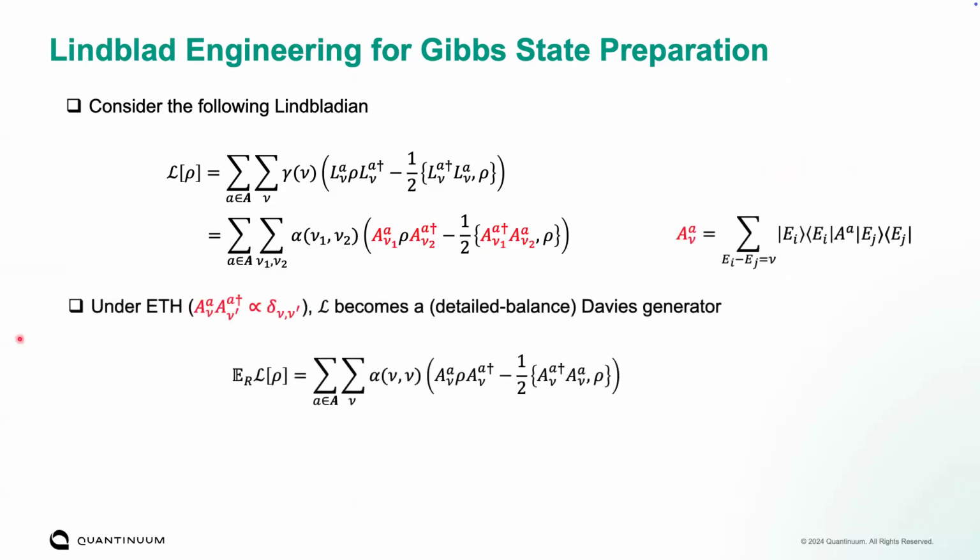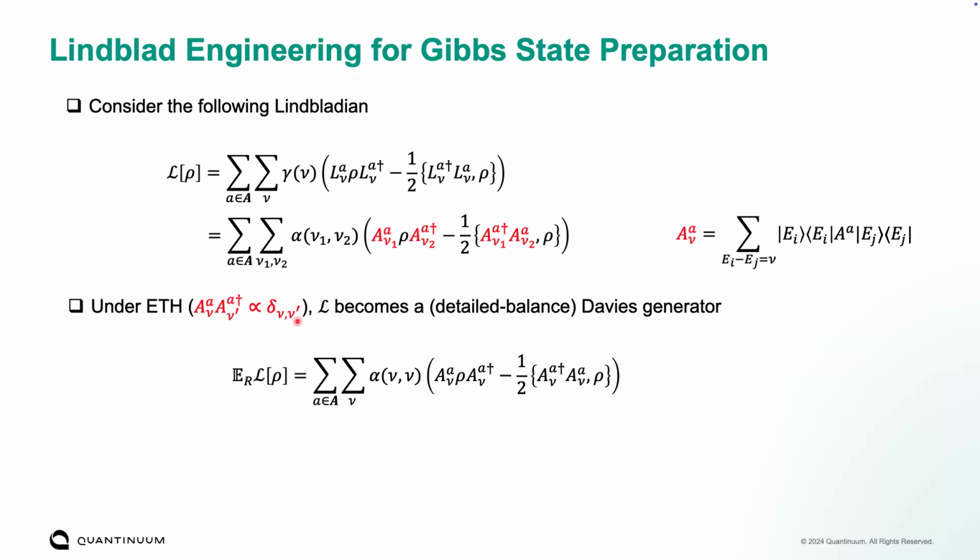Then we want to use ETH. Just remember that this A operator, if it is a local Hermitian operator, then under the ETH, this A behaves like a random Gaussian. So nu is a label for energy transition. Maybe the initial state is i, the final state is j, and the energy difference is nu. And then ETH says that when you have nu and nu prime, unless they are the same, under the average of the random matrix in ETH, this is vanishing. So it's proportional to delta of nu, nu prime.